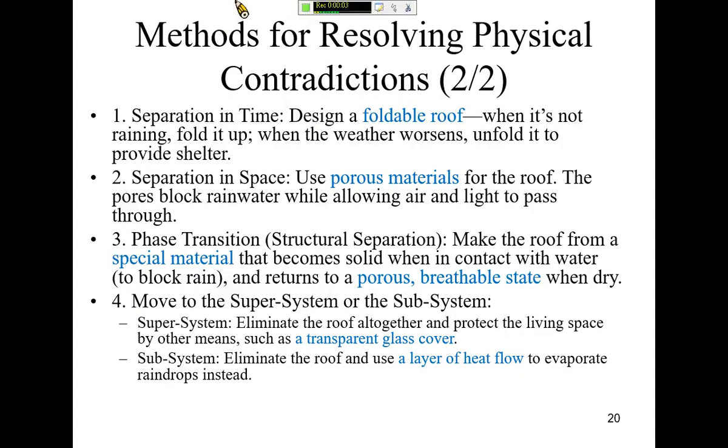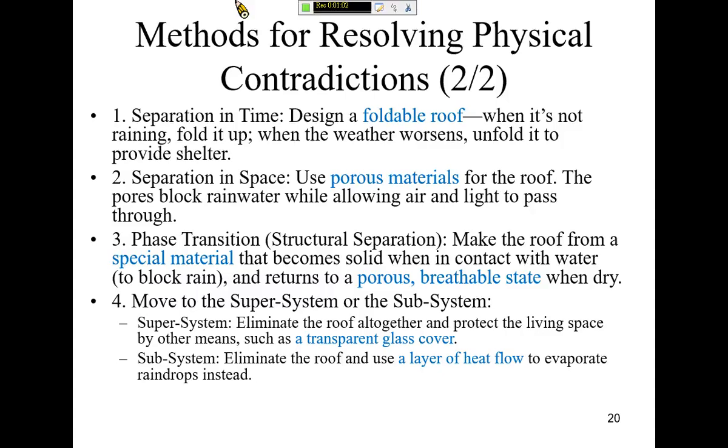Next, we use the four principles of separation to generate some ideas. First one, separation in time: we can design a foldable roof. When it's not raining, we can fold it up. When the weather gets worse, we can unfold it to provide a shield. Second, separation in space: we can use porous material for the roof. The pores block the rainwater while allowing air and light to pass through at the same time. Actually, it's a magic material.